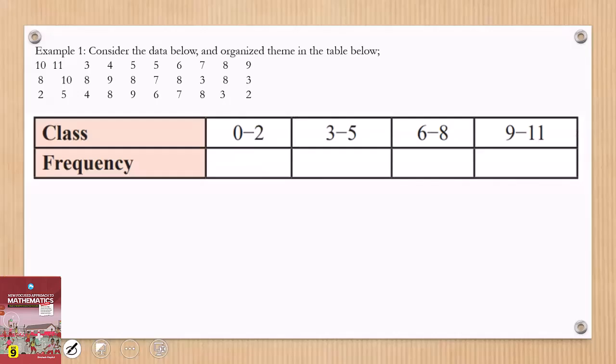When we talk of grouped frequency, it's all about having a range of values that will represent our data. So for example, here we are saying consider the data below and organize them in the table below. We want to look at all these raw data and put them into classes. So if it is, let's say, ages of people, if we are looking at those between the age of 0 and 2, and then the age of 3 and 5, and so on. When we finish, we find the mean.